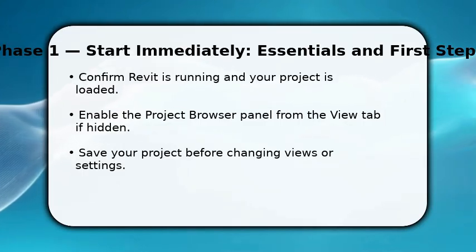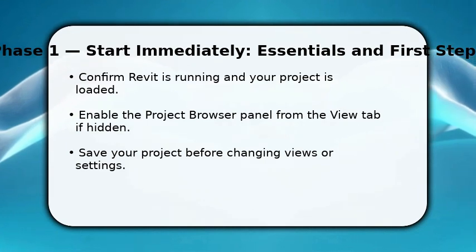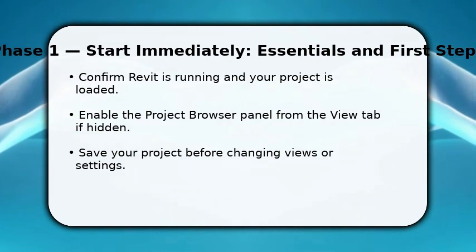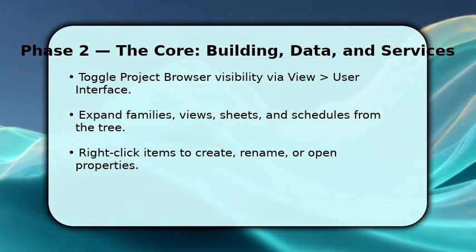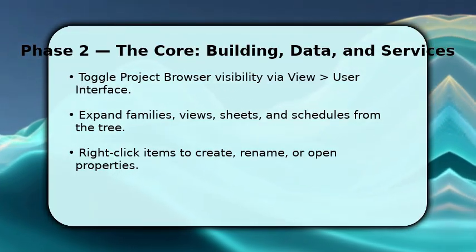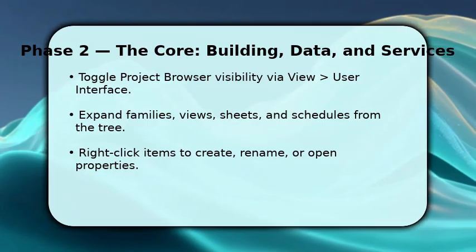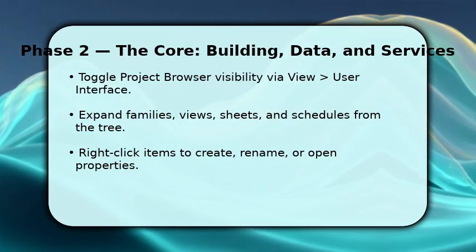With the project browser visible, you interact with Revit's hierarchy. Views, sheets, families, and schedules appear as expandable folders. Click the plus icons to expose nested items and double-click a view or sheet to open it. This is faster than navigating menus. Use right-click to access context commands like rename, new view, or type properties, which streamlines workflow.